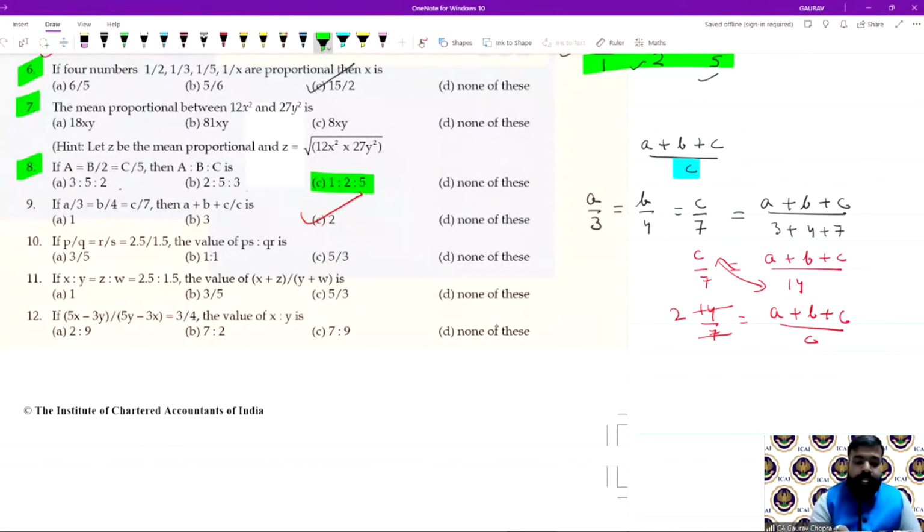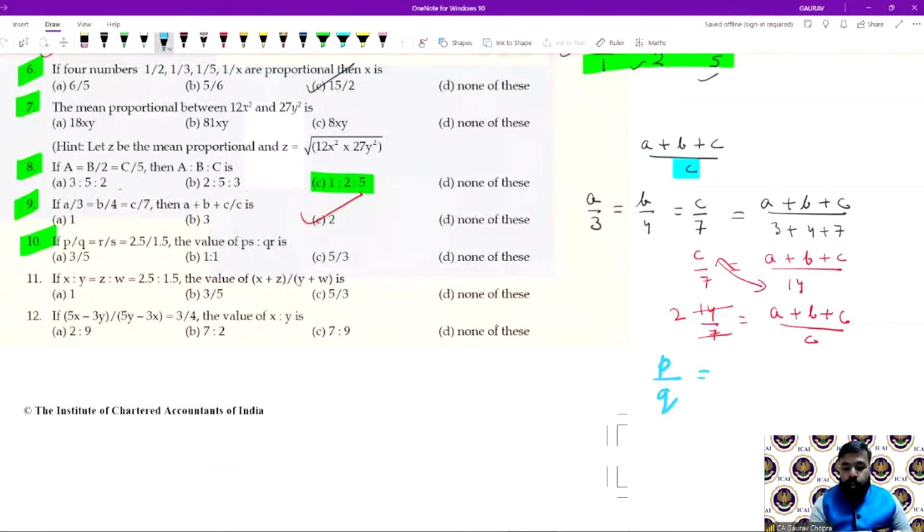Question number 10 is also repeated. We have already done it from the examples. This time you require PS ratio QR. PS ratio QR. So let us do it once again.